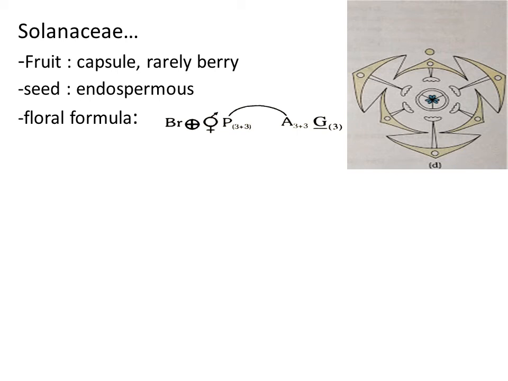Then the innermost whorl of the flower is gynoecium. So the gynoecium is showing a superior ovary, so we have to write the superior ovary symbol. Then the number of carpels is 3, and they are fused. So since they are fused, we write the number of carpels in bracket, right? So this is about the floral formula of the Liliaceae flower.